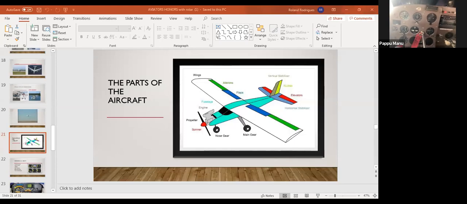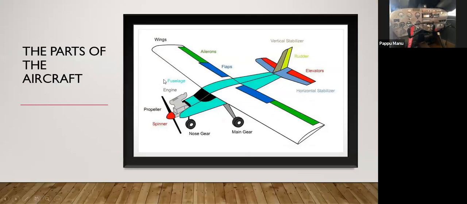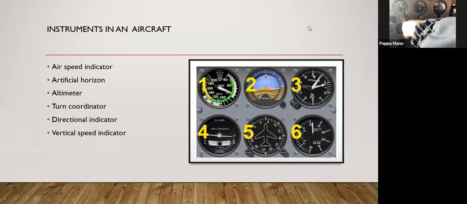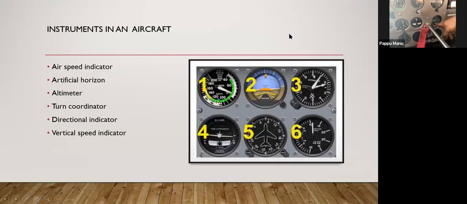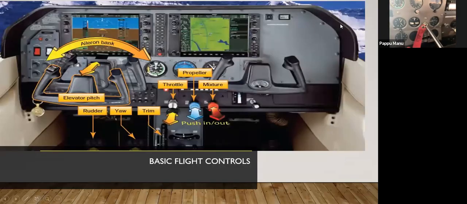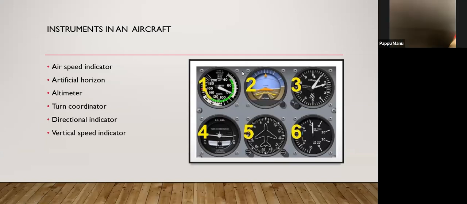Okay. So, this is the basic inside of an airplane. Your six pack. You have your six instruments. 1, 2, 3. Oh, these ones look different. 4, 5, and 6. So these are your six pack. Oh, this one looks a little bit different.